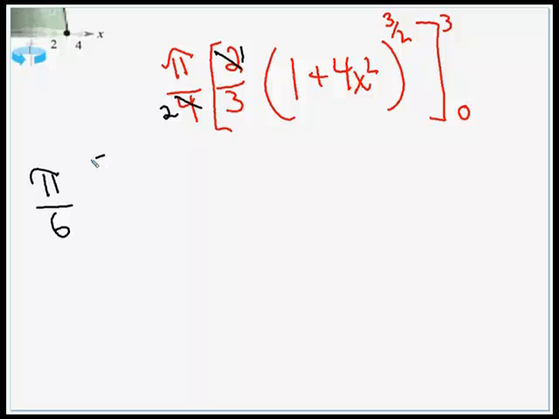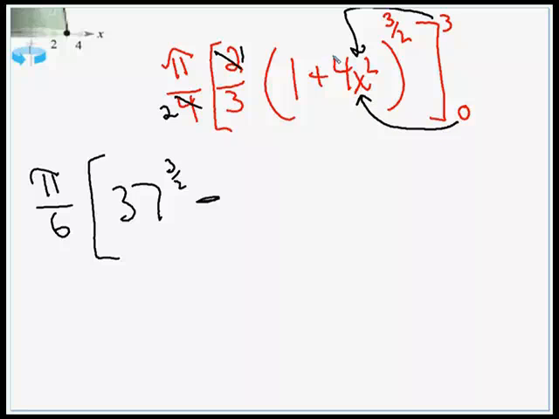And let's evaluate the upper limit. Plug in the 3. 3 squared is 9, times 4 is 36, plus 1 is 37. 37 to the 3/2 power minus, evaluate the lower limit. Careful, we don't just plug in 0 and have everything go to 0. This term will go to 0. 4 times 0 squared is 0, plus 1 is 1. 1 to the 3/2 power, or just 1. So we're left with pi over 6 times the quantity, 37 to the 3/2 power, minus 1.